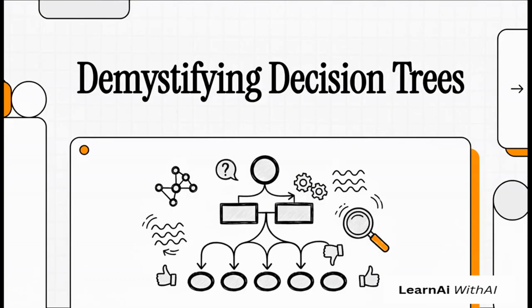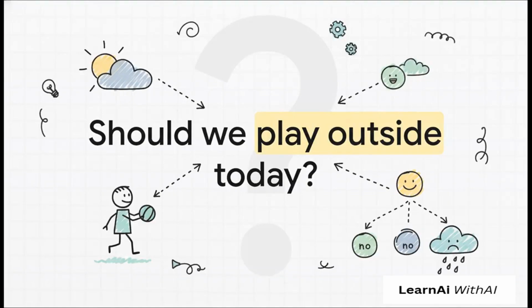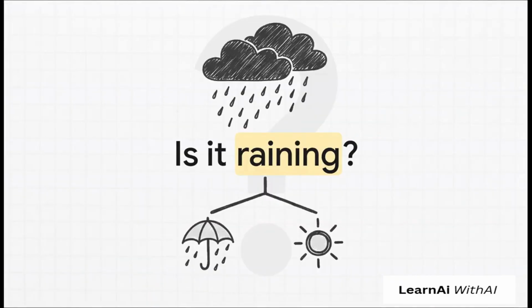So, let's dive in. Okay, to get started, let's just forget all about the complicated code and algorithms for a second. Instead, I want you to think about this whole thing as a simple game. A game of yes or no questions that, believe it or not, you're playing in your head all the time. Think about a question like this one. Should we play outside today? Seems pretty simple, right? But before you can even answer, your brain is already firing off a quick checklist of other questions. And the first question is probably this one.